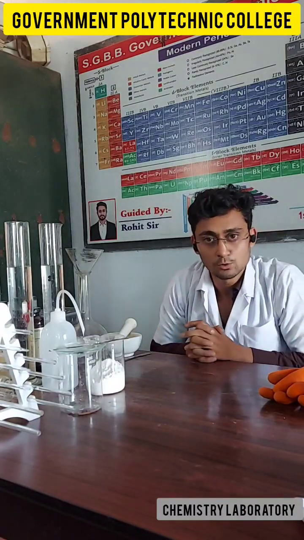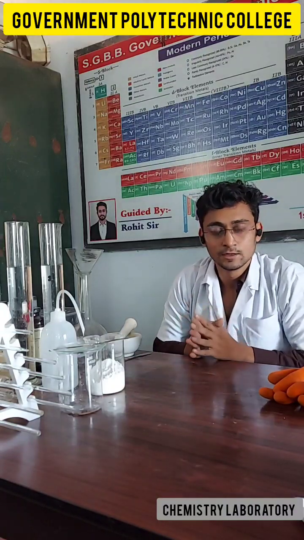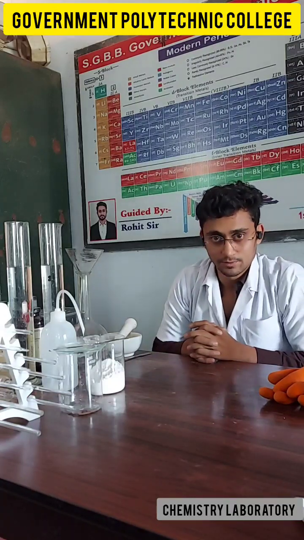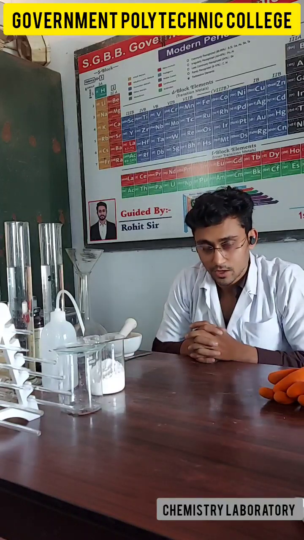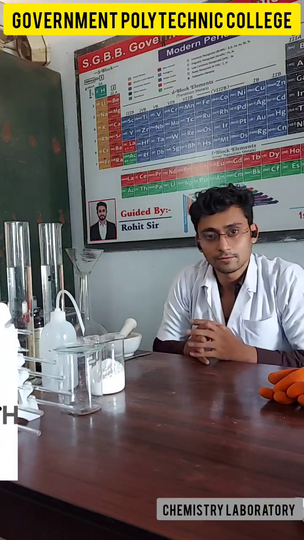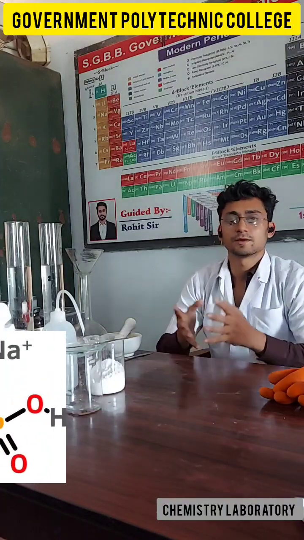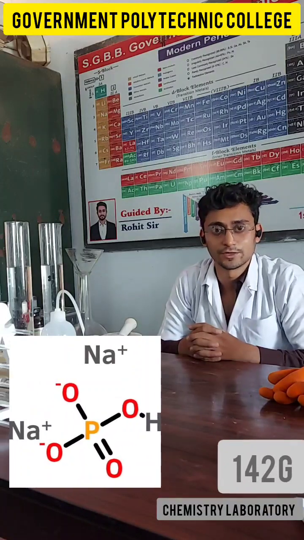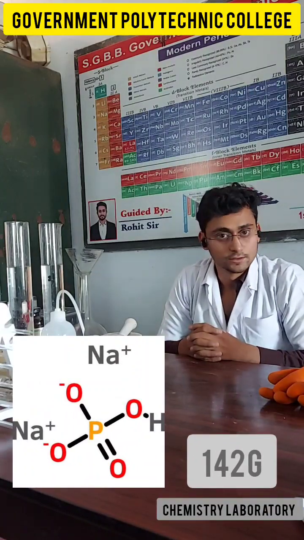So today in this video, we are going to learn how to make a 1 molar solution of disodium hydrogen phosphate. Basically, what is the perfect amount that we dissolve in 1 liter of solution according to your recipe? If you have the anhydrous salt, disodium hydrogen phosphate anhydrous, then you have to add 142 grams of the salt in 1 liter of water.